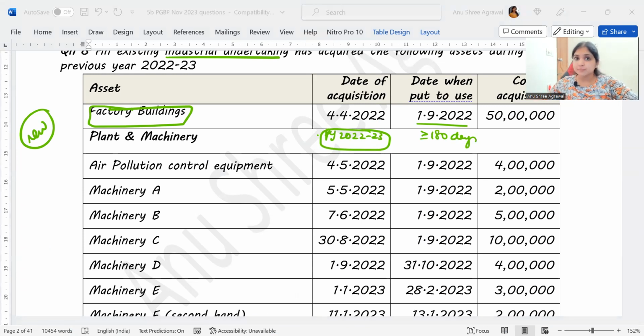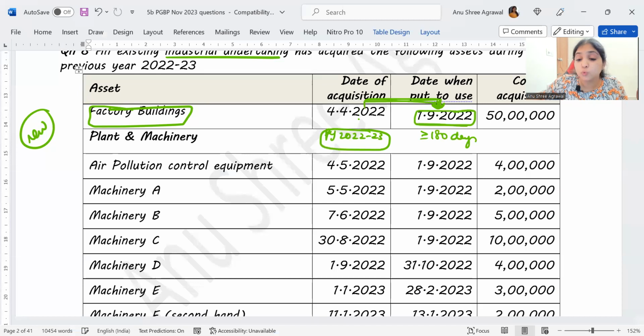Understanding? Yes, I acquired this asset on 4th April 2022. In the same year itself, I put it to use. So because I put it to use in the same year, you will think about the 180 days criteria. You know that if I put it to use in a subsequent year, you don't think about the 180 days criteria. I acquired it on 4th April 2022. Same year I put it to use. I put it to use on 1st September 2022, which will definitely be at least 180 days. So therefore, I will get full year's depreciation.